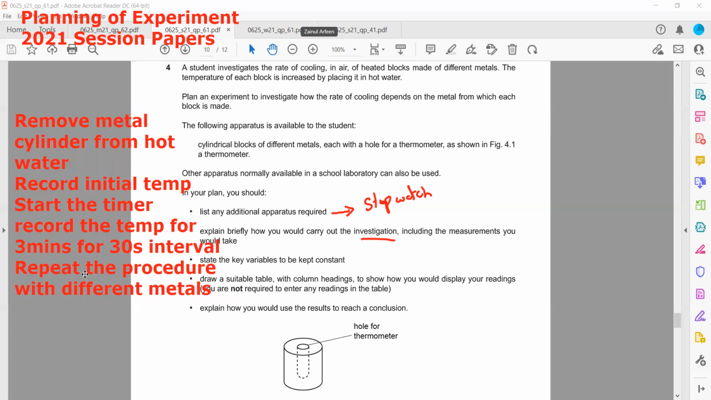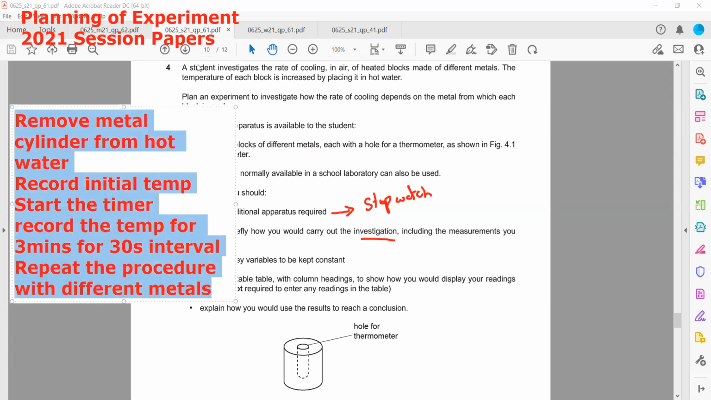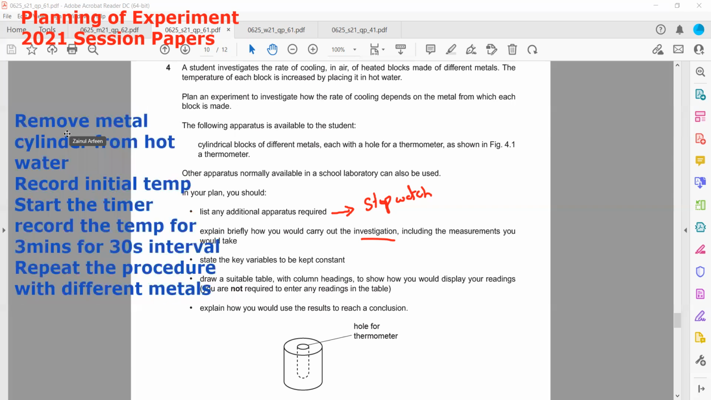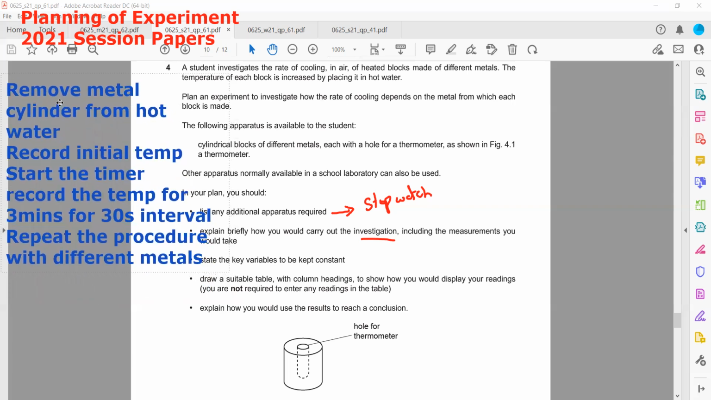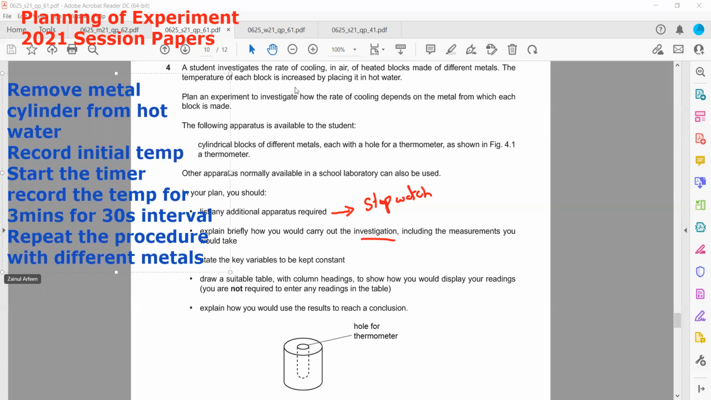That's the second part: for carrying out the experiment, what is the experimental procedure? Remove the metal cylinder, then record the initial temperature. Start the timer, record the temperature after every 30 seconds and continue this for 3 minutes, or you can mention 5 minutes, and repeat the procedure with different metals. So this is done. Then state the key variables to be kept constant. Variables, again plural, so you have to mention 2 or more, not 1. So what should you keep constant for a fair comparison?